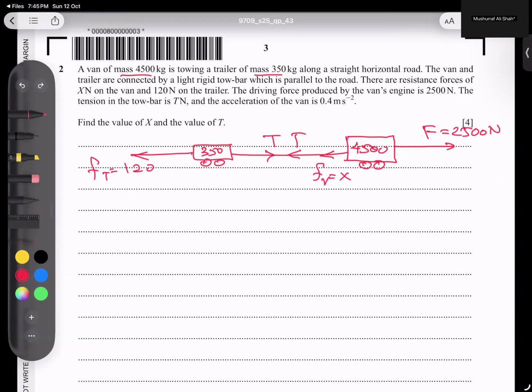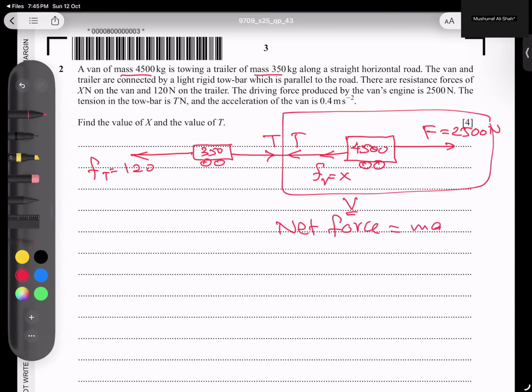So let's apply two formulas. First of all, I'm applying the formula for the van. Get ready. The basic formula we use: net force is equal to MA. How many forces are acting on this particle? We will not take this tension. Make sure, if we take this one, they will cancel out. So we will take these three forces, 1, 2, and 3. I'm writing now.